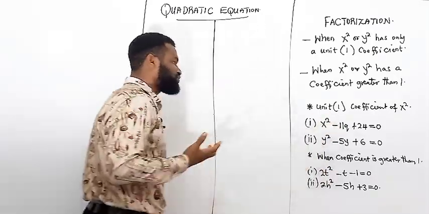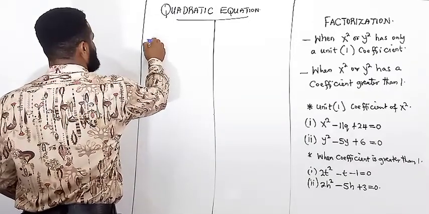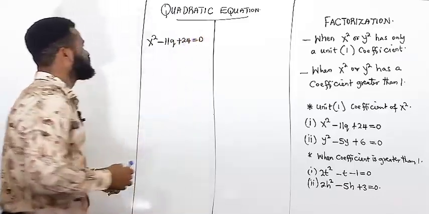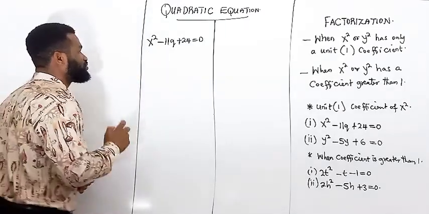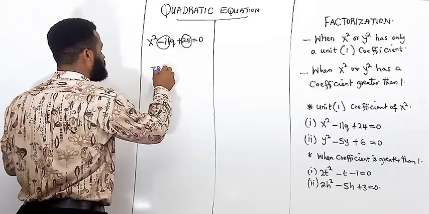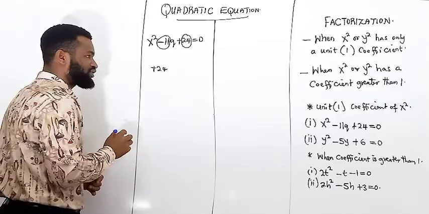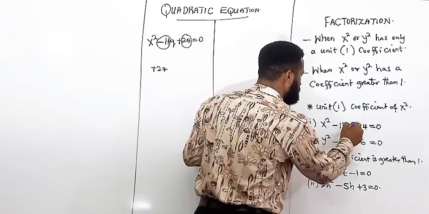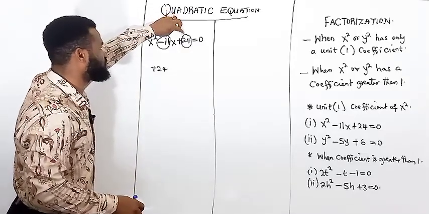Let's solve this. The question is, how do you factorize x squared minus 11x plus 24 is equal to 0? What do you do to factorize this? Your concern should be in 24 and minus 11. Plus 24 is the key, the main thing you have to start with, because that 24 is called a constant because it doesn't have x. So my concern, I will start with the constant, which is 24.